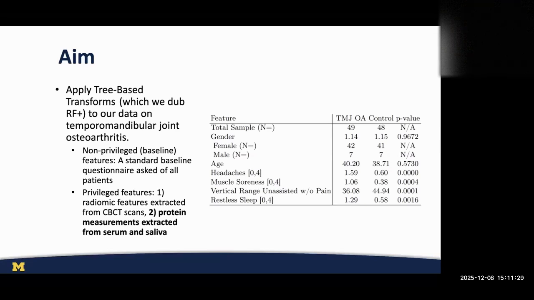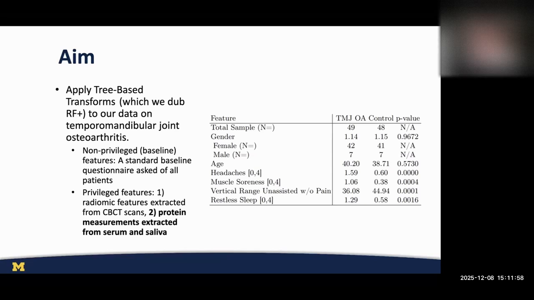So in this data set, every patient of the 97 patients had the questionnaire given to them, even the control patients. So 49 of the 97 patients had TMJ-OA, but because this is a research project, all patients were given the questionnaire and all were given the scans of their jaw and the serum tests. So everyone has privileged features as well.